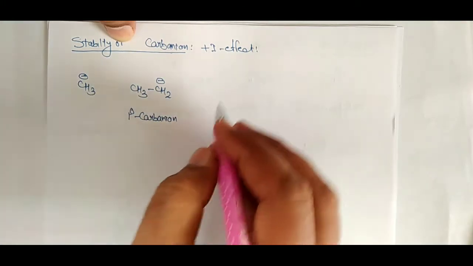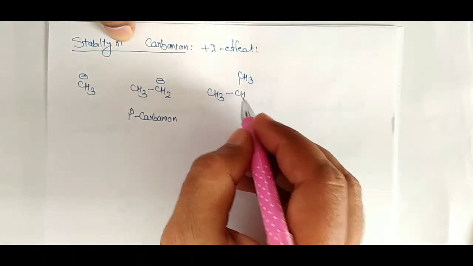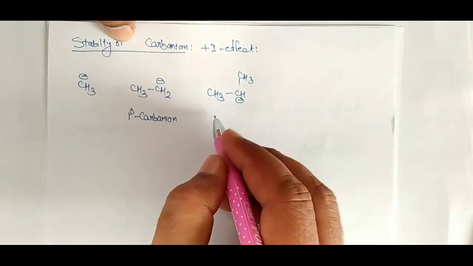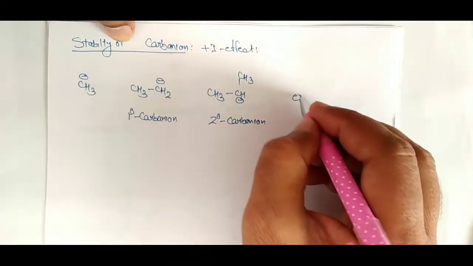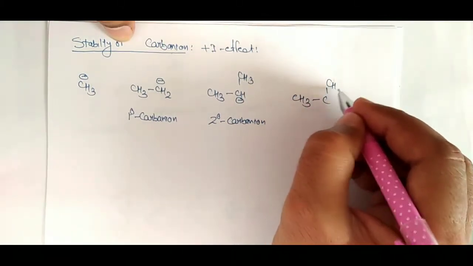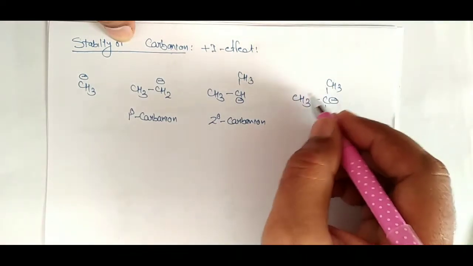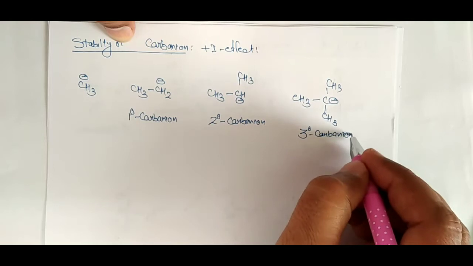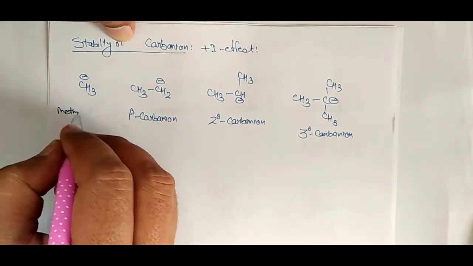This is primary carbanion. And the carbon carrying negative charge attached to two different carbon atoms is called secondary carbanion. See here, this carbon carrying negative charge is attached to how many carbon atoms? 1 and 2. This is called secondary carbanion. And in the case of CH3, CH3 and CH3, this carbon carrying negative charge is attached to how many carbon atoms? 1, 2, 3. So this is called tertiary carbanion. So we have different types of carbanion: primary, secondary, and tertiary. And the simplest is the methyl carbanion.